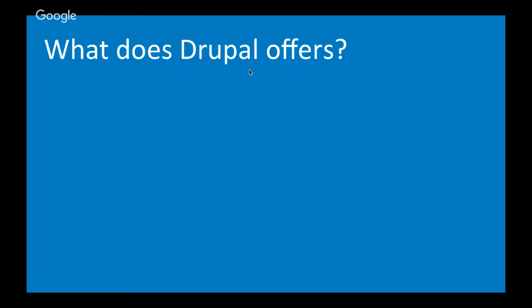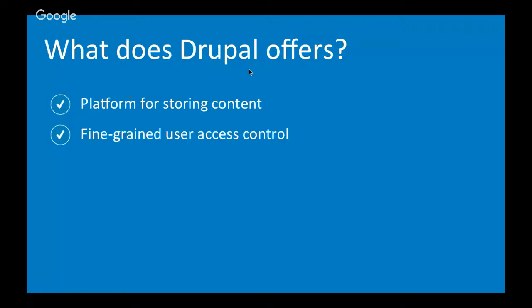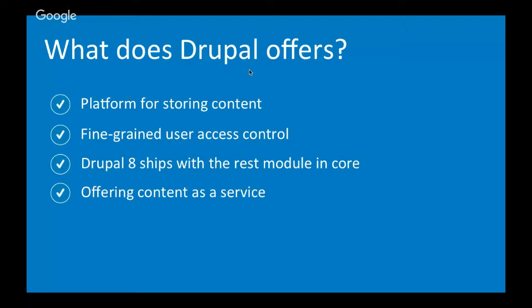So what does Drupal offer? It offers a platform for storing content. It gives fine-grained user access control. It ships with the REST module in the core now, which wasn't there in Drupal 6 or Drupal 7. And it offers content as a service, so you can create a service for any particular content, and so on. I'm not getting into a deep dive on how to create the REST APIs in this session. There are a lot of tutorials out there that make it much easier to create those REST APIs on Drupal 8.